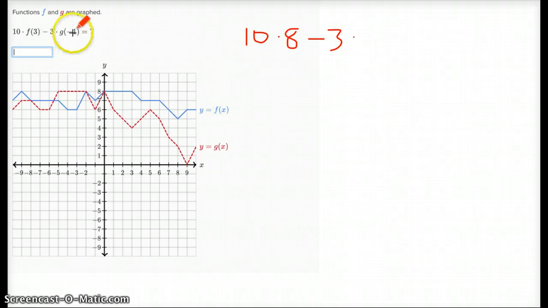So we're going to look for x equals -1 here, and we're going to follow it up till it intersects with our dashed red line, which is our g function. And so that gives us a y value of 6. So this is times 6.